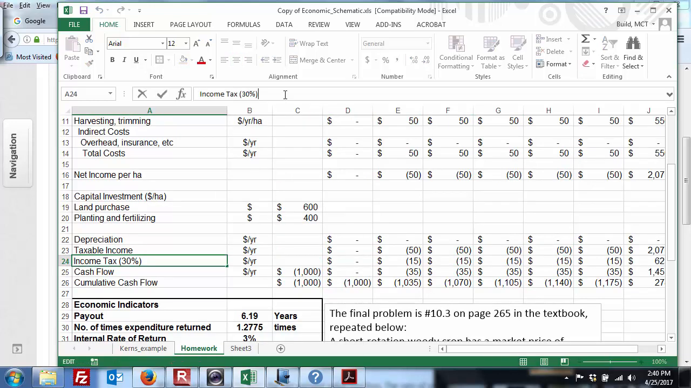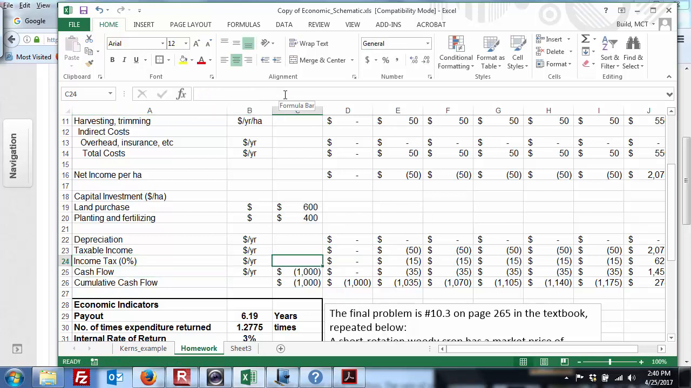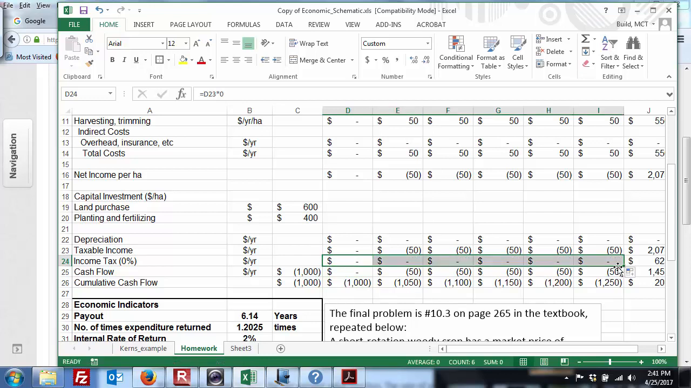Here's what we just need to say, income tax, I'm just going to say this is 0%, it's kind of trivial, but tax is not mentioned. So in this case, we've got times 0.3 times 0.0. Okay. Now we can take this over, drag it. No income tax, okay.